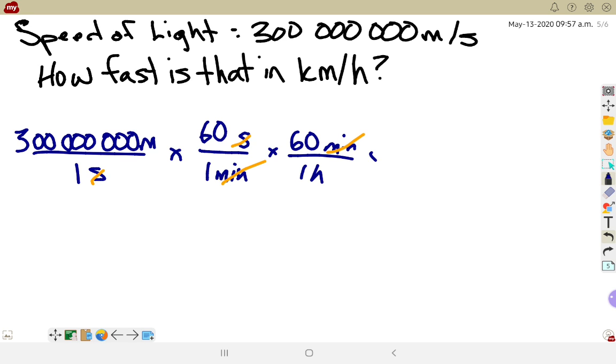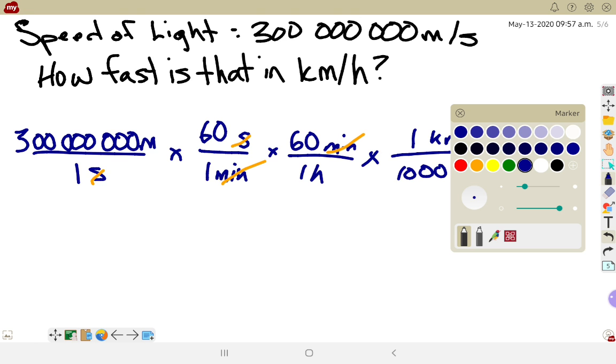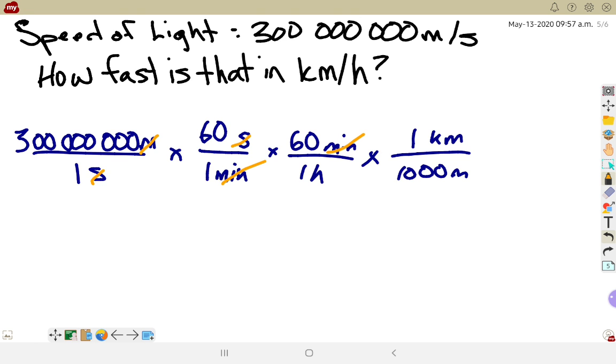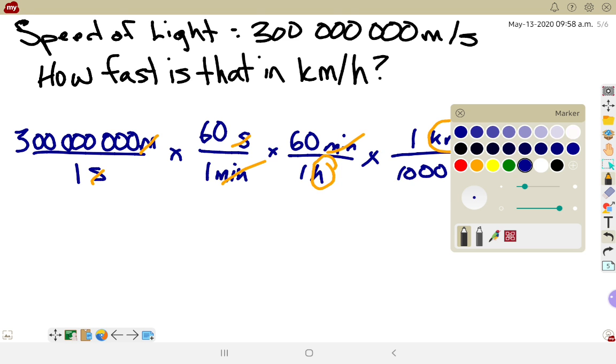But I also don't want meters. So I'm going to put 1,000 meters in the bottom is 1 kilometer. And I'm putting the meters in the bottom because right now meters is up top, and I have to cancel it by putting another meters in the bottom. So the only units I'm left with now, I've got kilometers and I got hours. So I'm going to get kilometers per hour. This is great. That's what I wanted.